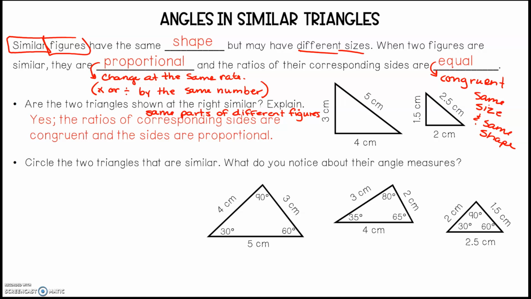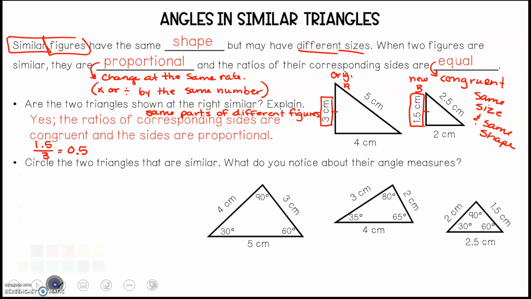So this is going to be our original figure. This one will be the new. Okay, we have A and B. I'm going to start with corresponding sides. These are the same parts of different figures. So the 3 and the 1.5 are on the same side of the triangle. Remember, we go from the new to the old, so I'm going to do 1.5 over 3. That's my ratio. And then you can use your calculator to do that division. 1.5 divided by 3 is going to give you 0.5 or a half.